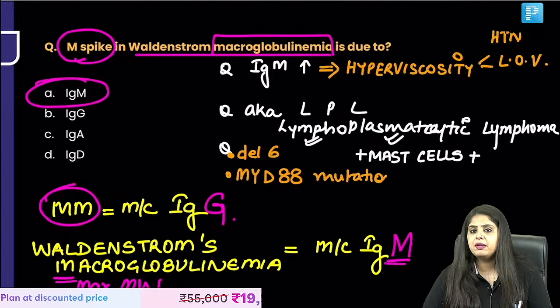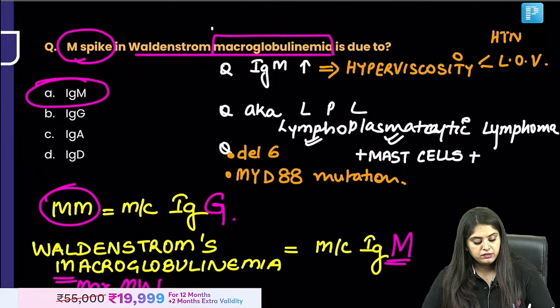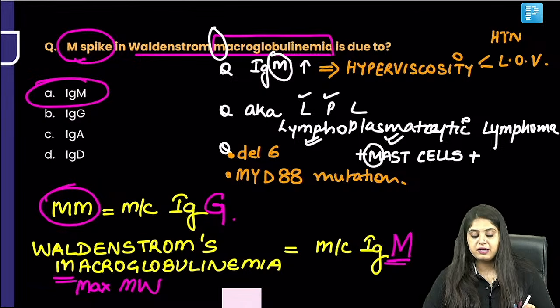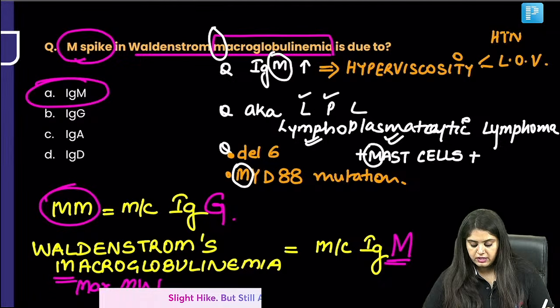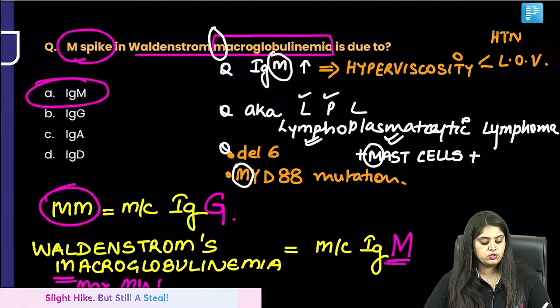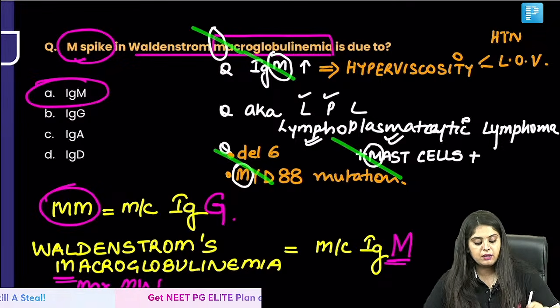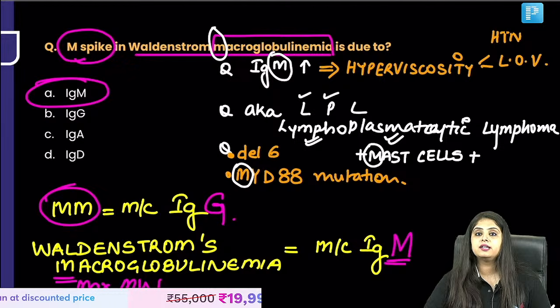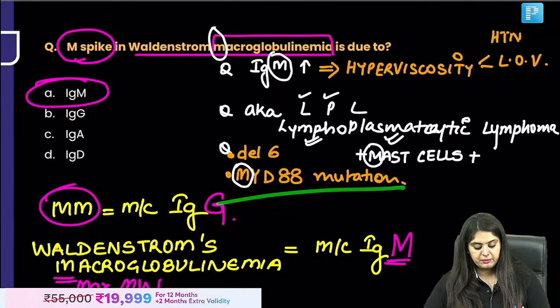So look at the MMM story that has happened. Waldenstrom's macroglobulinemia shows you IgM, lympho and plasma cells are fine, but apart from that it shows you mast cells, and the genetic mutation asked to me is going to be the MYD88 mutation. So all of this is going to come up under Waldenstrom's macroglobulinemia. Dr. Monica, I think I've answered your question of how to learn the MYD88.